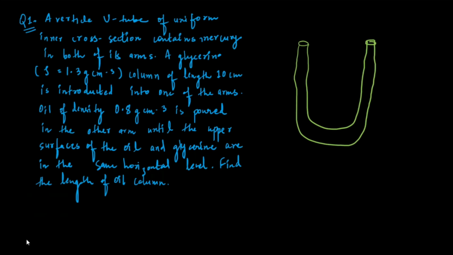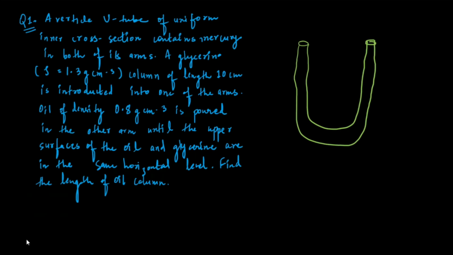If I take the pressure of glycerin, that is equal to 1.3 times g, in grams per centimeter, times 10. You can use it as is, since the length will be in centimeters. I'll just keep it that way.